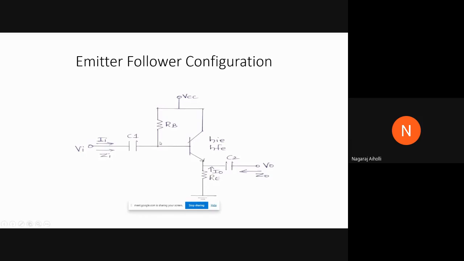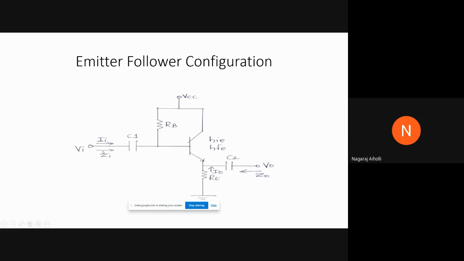In the emitter follower configuration, there is only the base resistance and the emitter resistance. There is no collector resistor present. Input voltage is applied to the base terminal and output is taken from the emitter terminal. That's why the output at the emitter follows the voltage at the input, or the voltage at the base terminal. Therefore, this circuit is called the emitter follower circuit or emitter follower configuration.